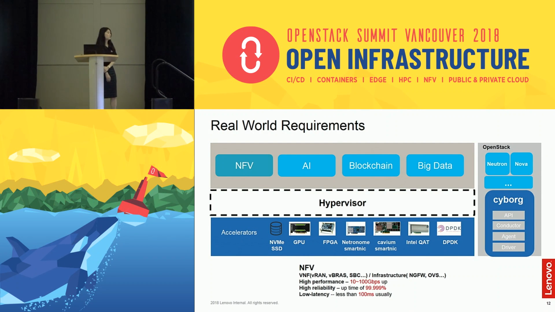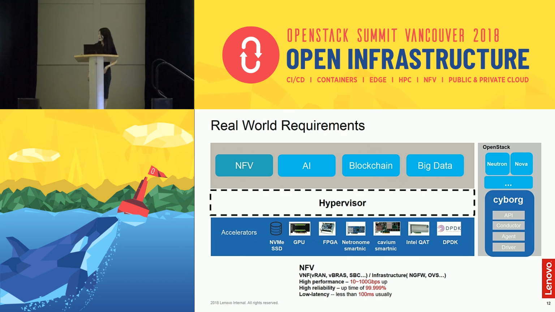In the real world, Lenovo has requirements from different usage scenarios: AI, blockchain, big data, and NFV. Take NFV as an example. There are many workloads which require high performance and extremely low latency. To satisfy these requirements, we came up with a Lenovo acceleration solution, which is demonstrated in this picture.